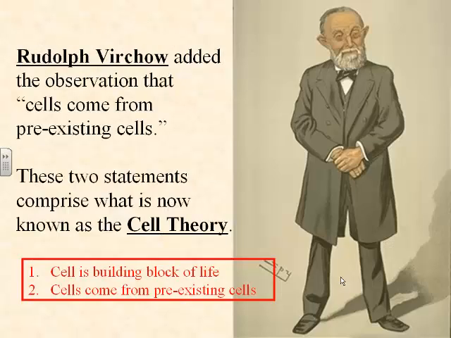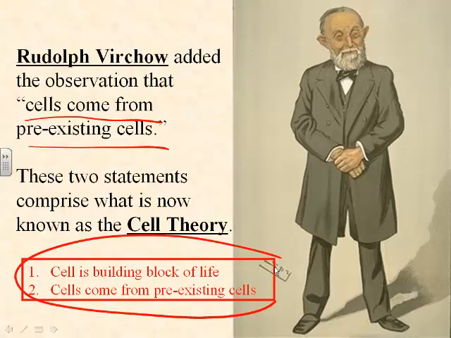Now, it also took another person, a German doctor by the name of Rudolf Virchow. He did a lot of research about cancer and pathology. He actually is one of the first people to have seen a leukemia cell, but he said that cells come from pre-existing cells. So it's these two statements that really make up the cell theory. One, the cell is the building block of life, and two, cells come from pre-existing cells.